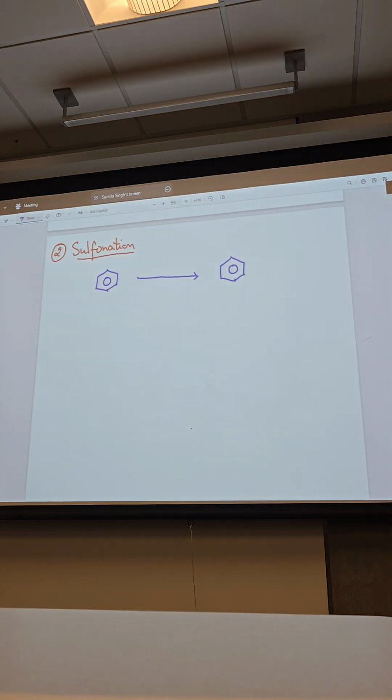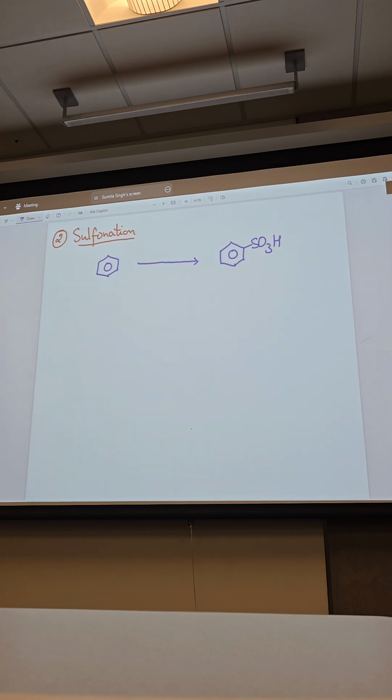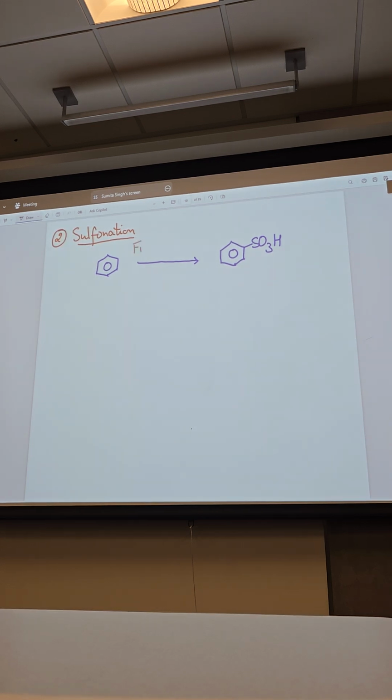And the reagent needed for this reaction is something called fuming sulfuric acid. What is fuming sulfuric acid?